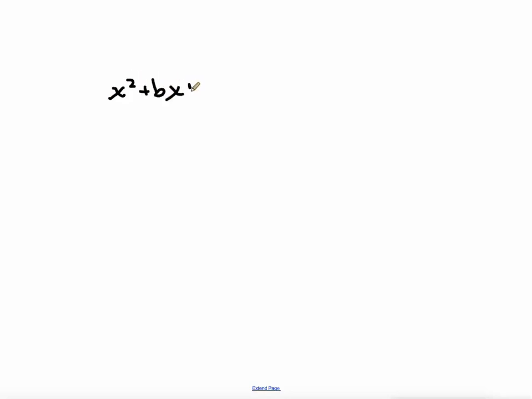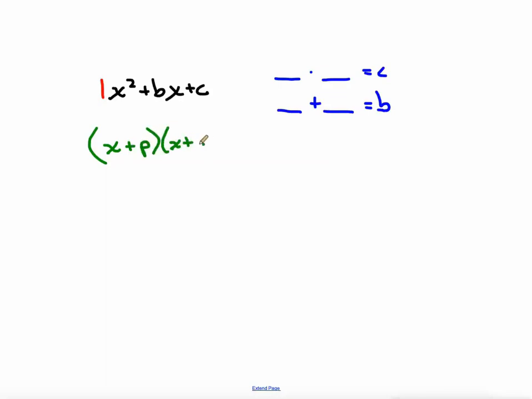And then just in summary, real quick, anytime we're trying to factor a quadratic that looks like this, when its lead coefficient is 1, we just need to look for factors of c, blank times blank equals c, whose sum is b. So it'll end up being in this form, x plus p times x plus q, where p and q multiply to equal c, and p and q add up to the b value right there.